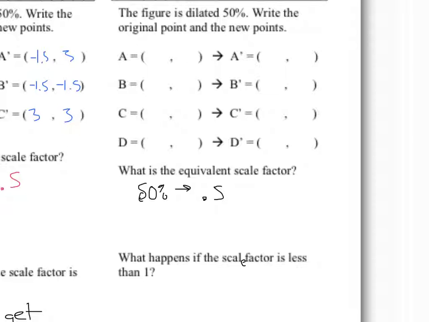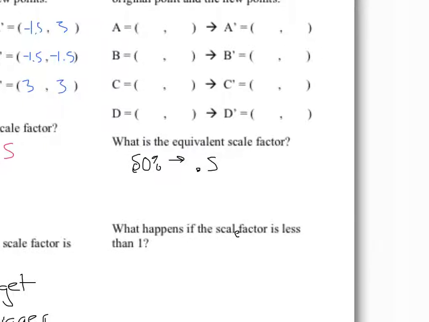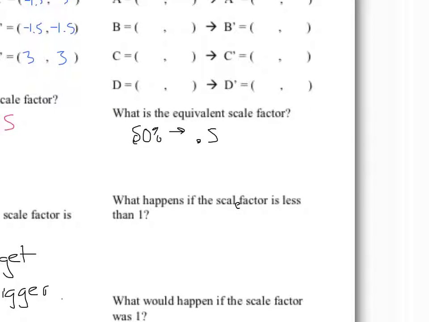By multiplying by the 0.5, what should I expect to happen to my shape? Get bigger. Get smaller. We're multiplying by something less than 1. What would we expect? Smaller. That's multiplying by a fraction. That's going to make our number smaller. So our scale factor, we should think that it's going to be less than 1. It's going to get smaller.